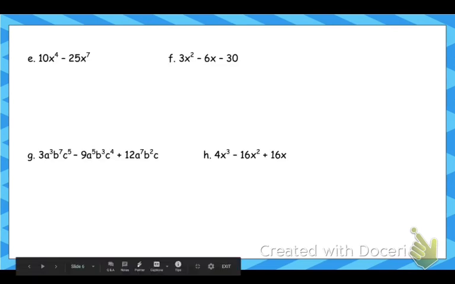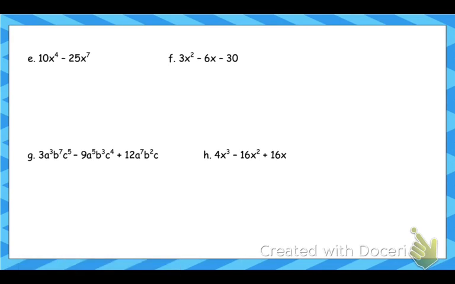All right, so the next ones we're going to look at, some of these have two terms, some of them have more. But again, our first step when it comes to factoring is always to take our GCF. And when we say GCF, we mean of the numbers and also of the variables. So if you look at E, both 10 and 25 are divisible by 5. If you look at your variables, x to the fourth and x to the seventh, the greatest common factor that could come out is x to the fourth. If 5x to the fourth is divided out of 10x to the fourth, I'd be left with 2. If it's divided out of 25x to the seventh, I'd be left with 5x cubed.